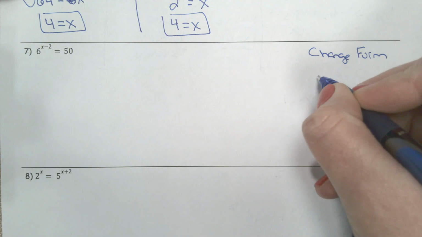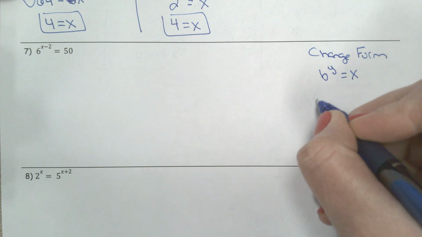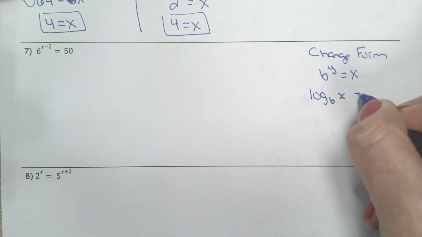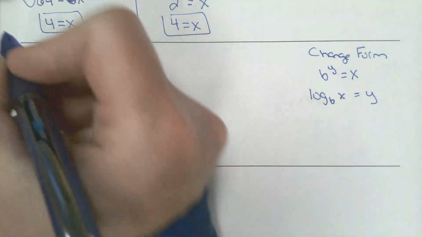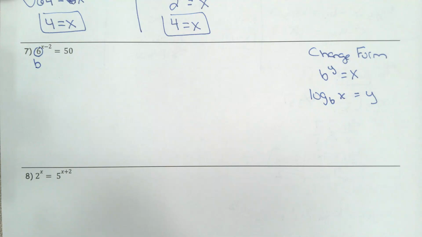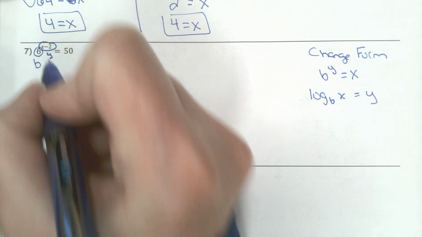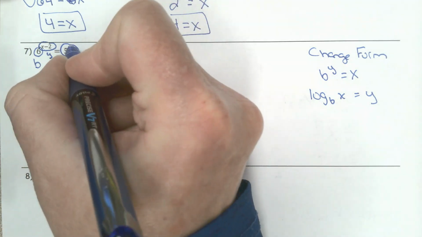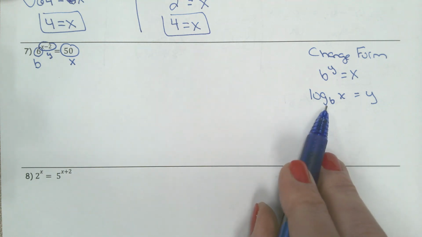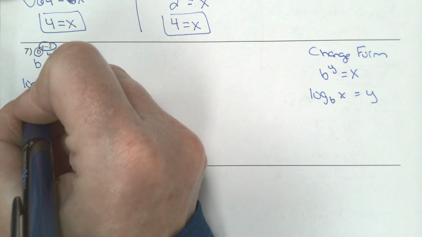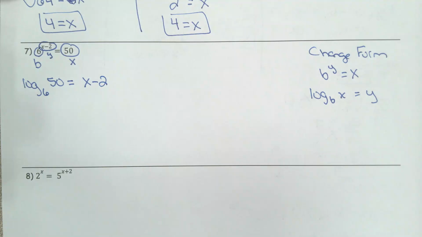When you change form, in exponential you have b to the y equals x. That would be log base b of x equals y. So this 6 right there is playing the role of my b. That complicated exponent is playing the role of my y. And this 50 is playing the role of my x. So when I change form into log form, I get log base 6 of 50 equals x minus 2.